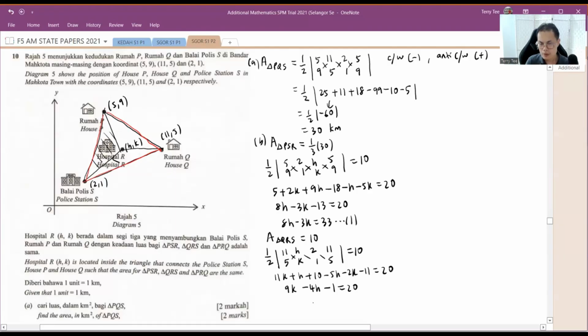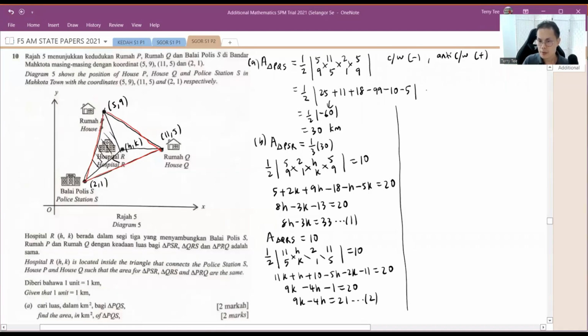Maybe I will bring it over. 9K minus 4H equals to 21. Equation number 2. All right. Not exactly a nice equation. So let's just solve them simultaneously.